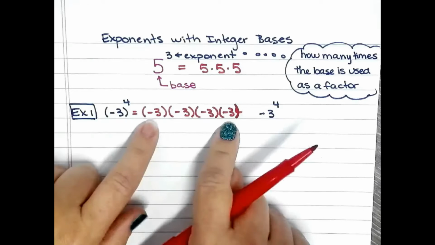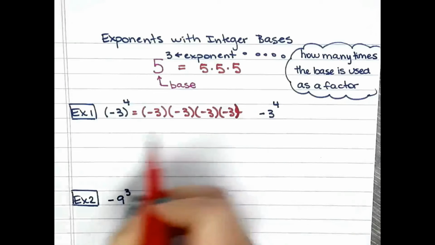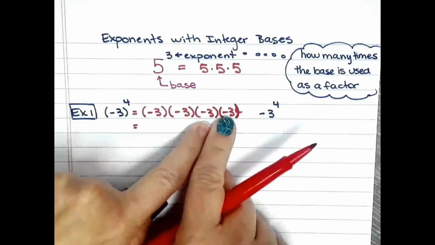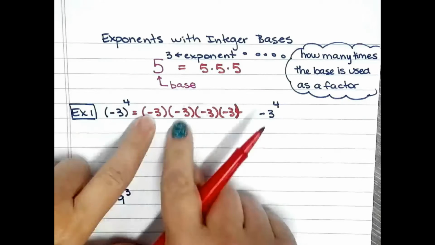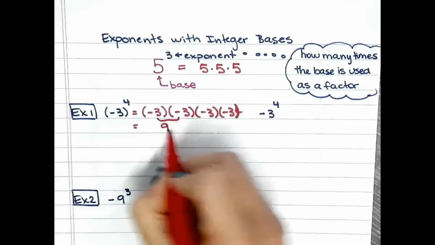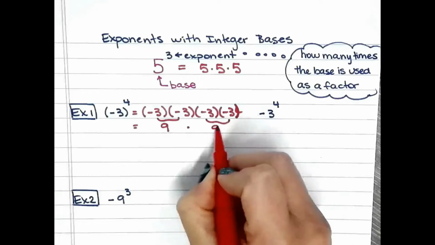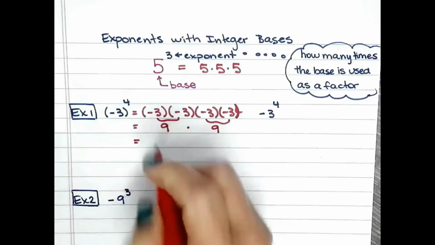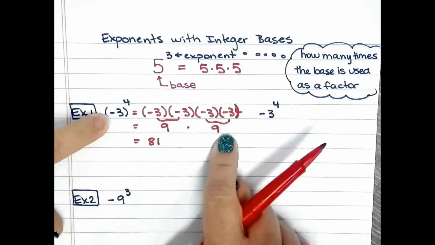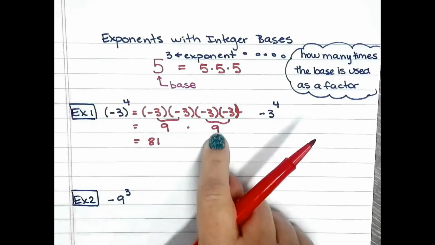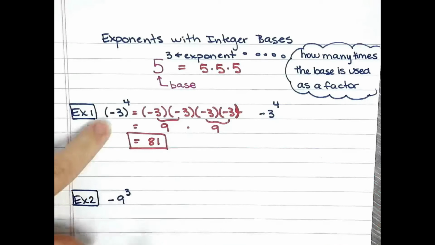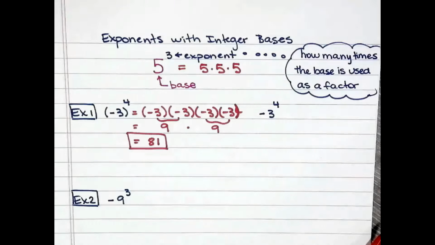And then you can evaluate that either by hand or just plug it all in the calculator. So I know every 2 of these guys gives me positive 9, because 2 negatives make a positive. So between these 2, I have 9. Between these 2, I have 9. And then everybody knows 9 times 9 is 81. Voila. So this whole thing, after I expand, I know what it really means. I know now what it looks like. And I can just simply say, okay, negative 3 raised to the 4th power is 81.